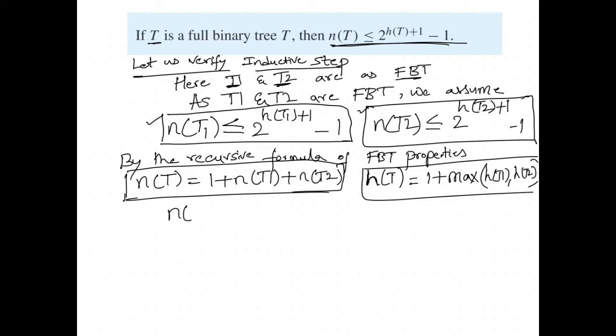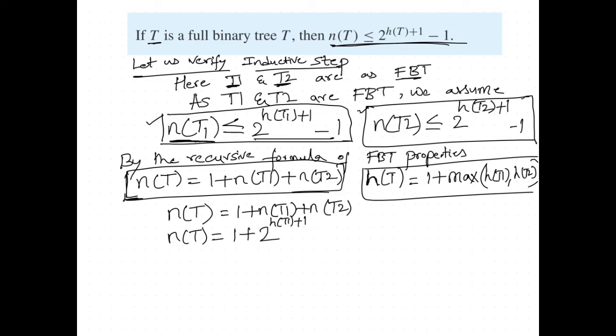N of T, capital T, I am writing: n of T is equal to 1 plus n of T1 plus n of T2. Yes, I can write this because this is the recursive formula for the number of vertices in a full binary tree. N of T is equal to 1 plus n of T1 plus n of T2. Now instead of n of T1, I will be writing this one. I am just replacing it with 2 to the power of h of T1 plus 1, minus 1.